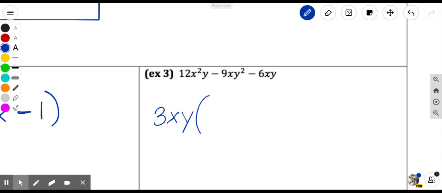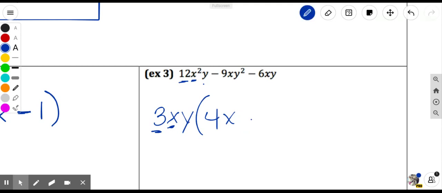So then you do your open parentheses. 3 times what gives me 12? It's going to be 4. X times what gives me x squared? X. And then y times what gives me y? 1. So we don't need to put that because we don't need another y. So if we put another y here, y times y would give you y squared, and we don't want that.